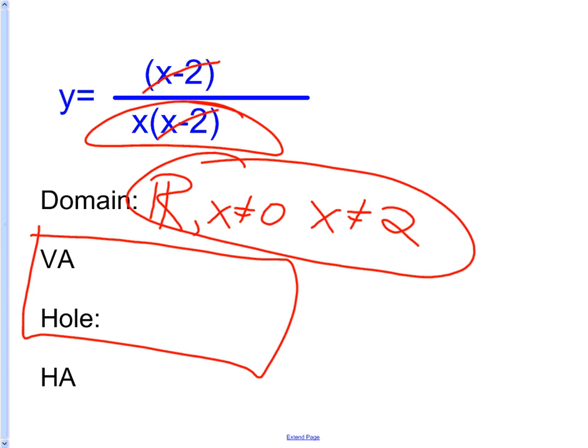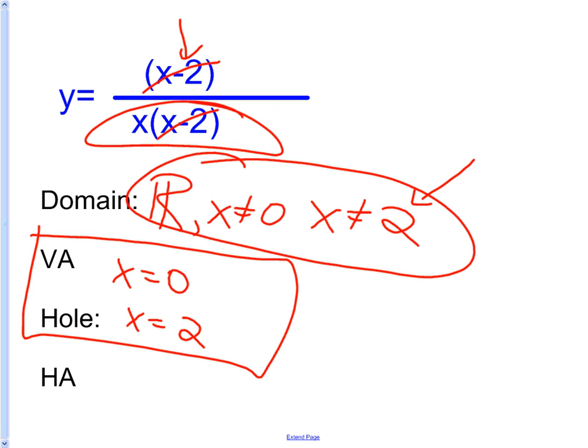Or they could both be holes, or they could both be vertical asymptotes, but they can't be the same thing here and the same thing here. That's not allowed. It's either an asymptote or it's a hole. Okay, so which one's which? Well, the hole is this one, the one I canceled off, and so the hole is the x equals 2 part, and therefore the vertical asymptote must be the other one. You get that? Anything that's in this list is either a vertical asymptote or it's a hole. It's one or the other.